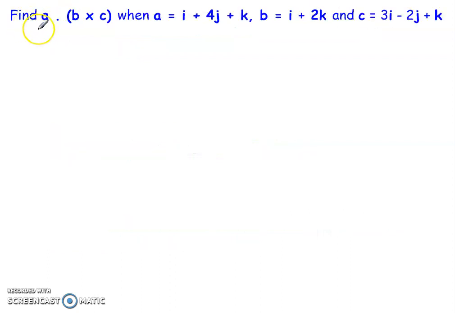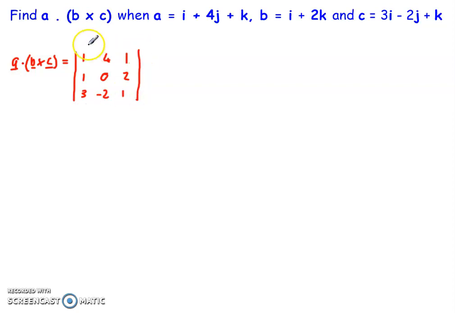So first one, I want to find A dot B cross C when I've got these three vectors here. So for this one, start off the way that we normally would, write out what we're finding, A dot B cross C, and then stick it in our big matrix. So for this, I'm going to have 1, 4, 1. Watch out for the B. I've no J component, so I've got 1, 0, 2. Watch for when they put that in a question. And then I've got 3, negative 2, 1 for my C vector.